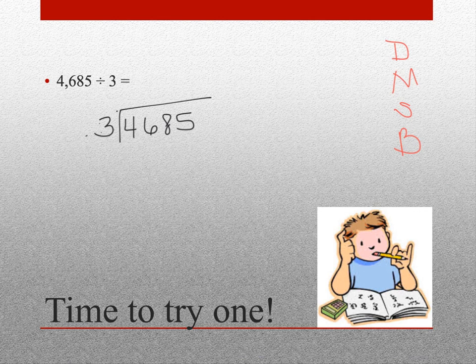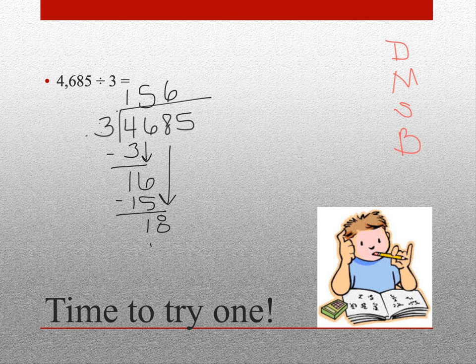3 can begin in the thousands place because 3 can divide into 4. So 3 goes into 4 one time. 1 times 3 is 3. Subtract, we get 1. We bring down the 6. Divide again. 3 divides into 16 5 times. 5 times 3 is 15. Subtract 1. Bring down the 8. 3 divides into 18 6 times. 6 times 3 is 18. Subtract 0. Bring down the 5.